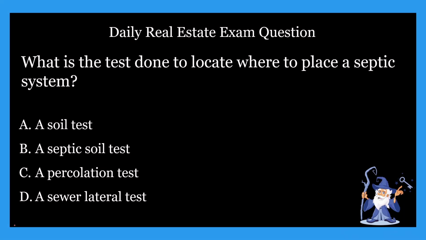Today we're doing another real estate exam practice question. Today is question 164. It's about sewers and a bunch of other interesting things, like septic systems. So let's jump into it. The question says, what is the test done to locate where to place a septic system? It gives us four options like usual: A, a soil test; B, a septic soil test; C, a percolation test; and D, a sewer lateral test.